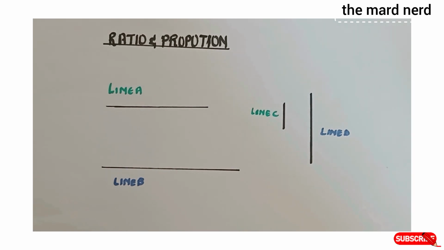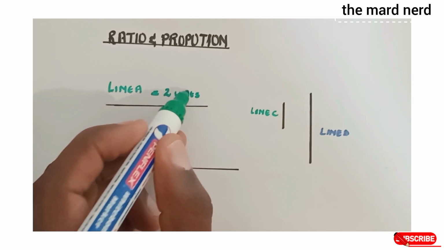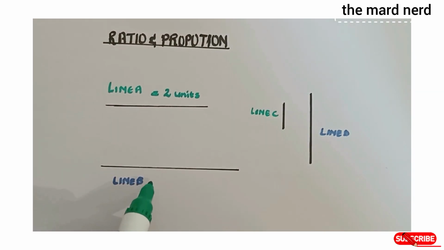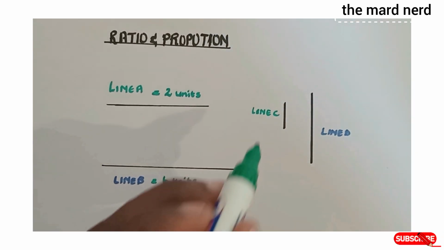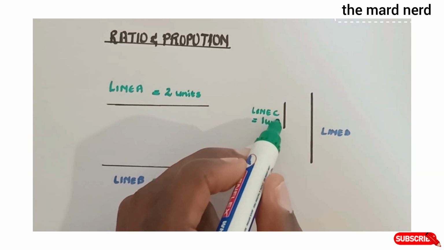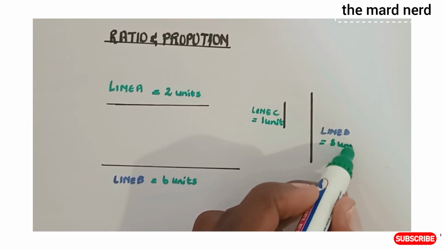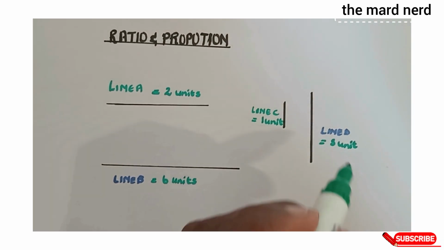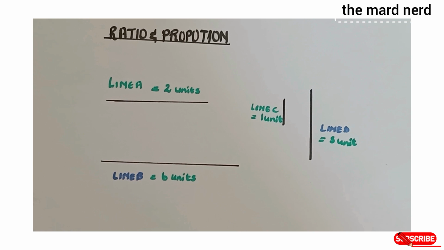I'm just going to use this example of four lines here: line A, line B, line C, and line D. For line A, I'm going to give it 2 units, for line B, 6 units, for line C, 1 unit, and for line D, 3 units. Now let's take the ratio of line A to line B, and the ratio of line C to line D.